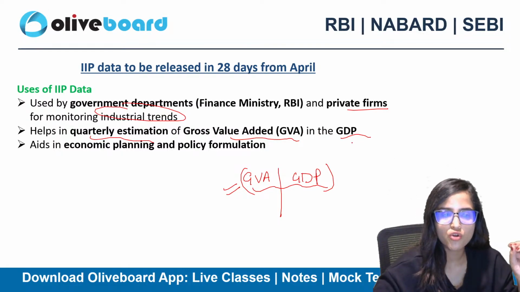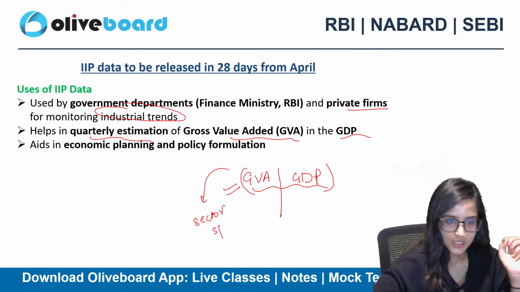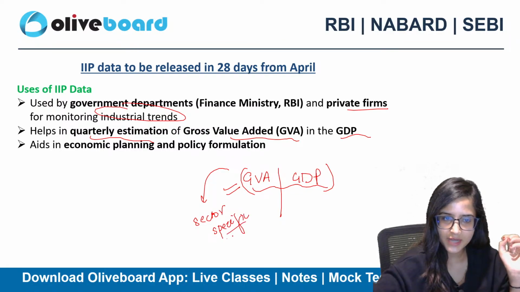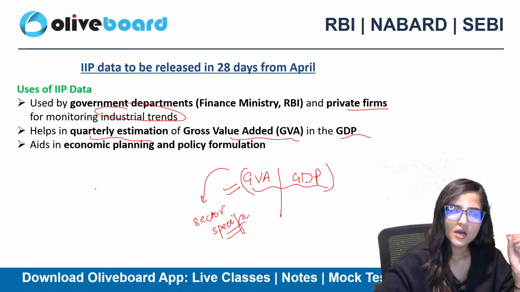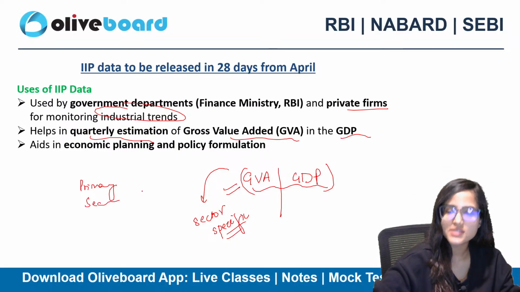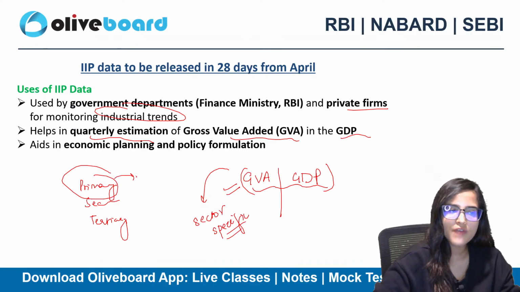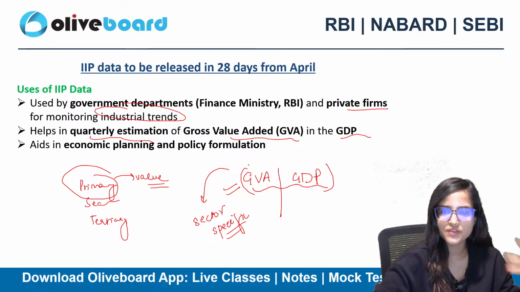So when we talk about gross value added, it is sector specific. That means we are talking about the contribution of primary sector, the contribution of secondary sector, the contribution of tertiary sector. We are only seeing one particular sector of the economy and what value it is adding. That is GVA.